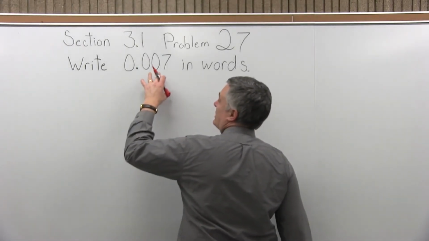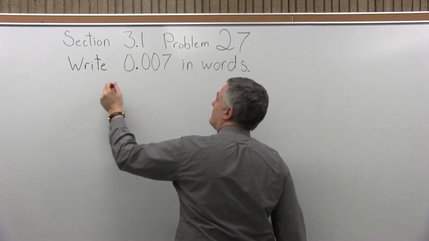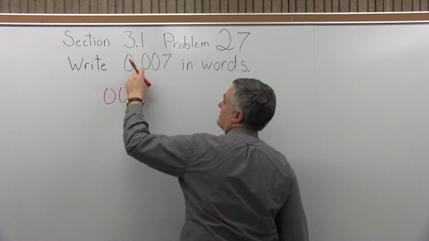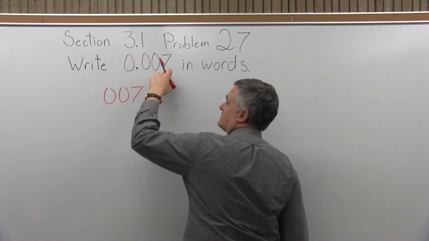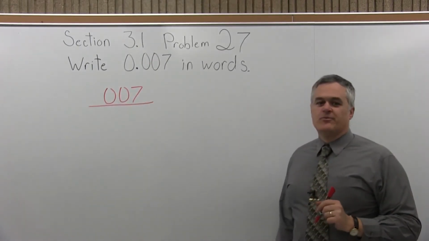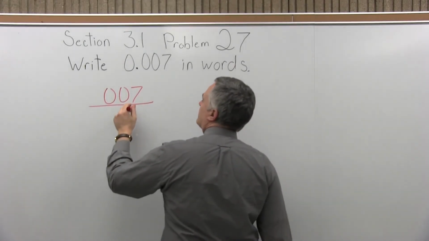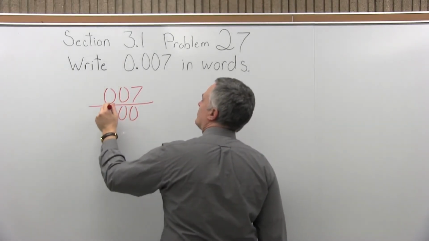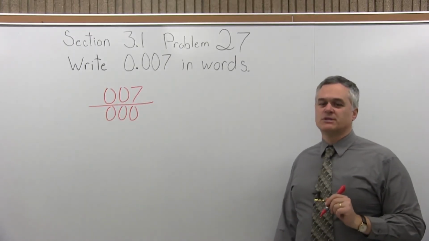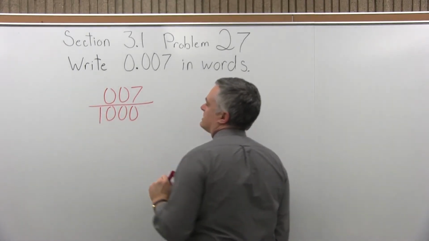So to write a decimal as a fraction, the first thing you're going to do, step one, is write anything that comes after the decimal point in the numerator of a fraction. So after the decimal point I have 007, so I put 007 in the numerator of a fraction. The next step I do is put a 0 under each digit in the numerator. I have 3 digits in the numerator, so in the denominator I put 3 zeros. After that I put a 1 in front of the bottom zeros.